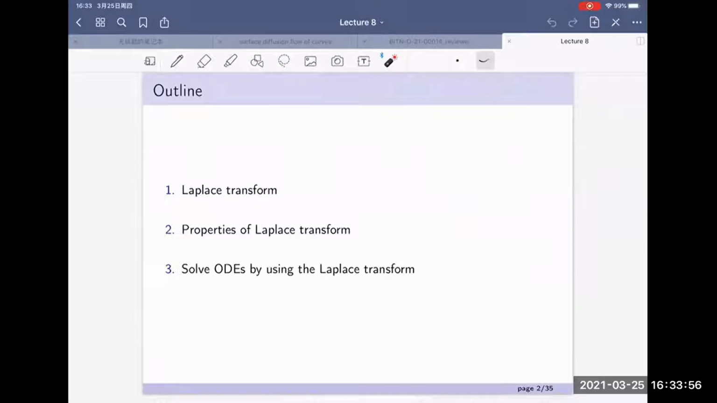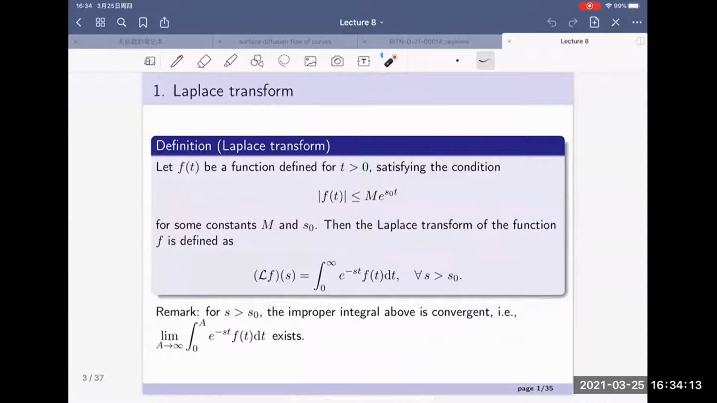So we will first introduce what is Laplace transform and the basic properties of Laplace transform. Then we use these basic properties to help you solve ordinary differential equations. So these properties are important. It's important to remember what properties Laplace transform has. So what is Laplace transform?